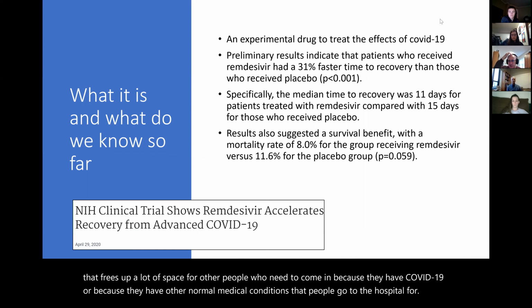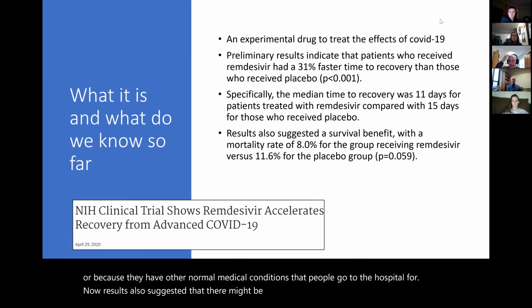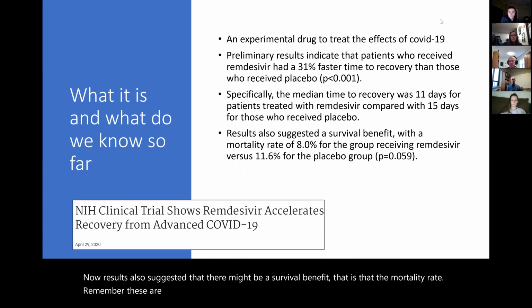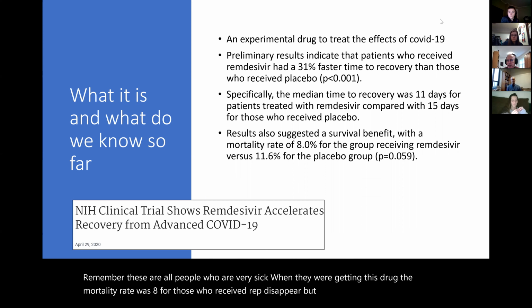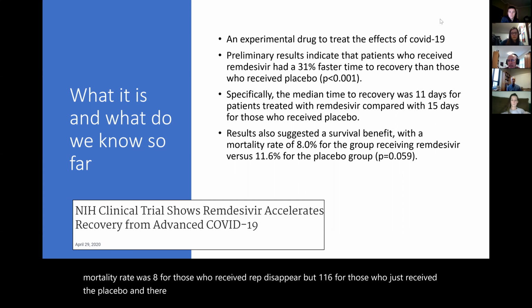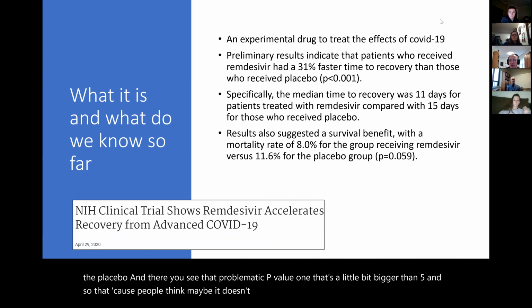Now, results also suggested that there might be a survival benefit. Remember, these are all people who were very sick when they were getting this drug. The mortality rate was 8% for those who received remdesivir, but 11.6% for those who just received the placebo. And there you see that problematic p-value, one that's a little bit bigger than 0.05. And so that caused people to think, well, maybe it doesn't improve the survival rate, but maybe it does.